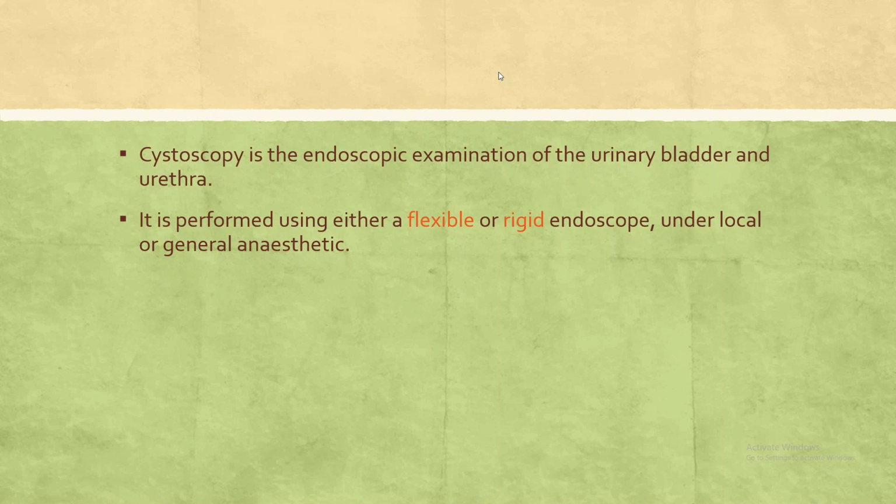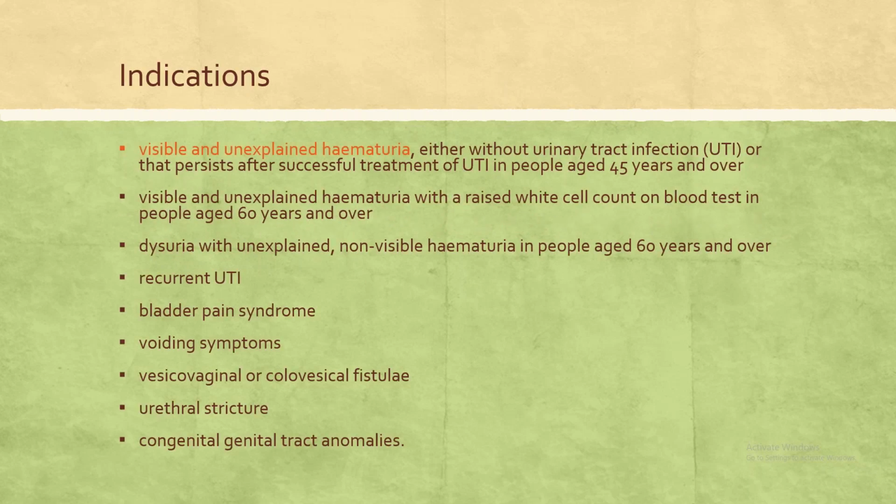So cystoscopy, it is the endoscopy examination of urinary bladder and urethra. It is performed using either a flexible or rigid cystoscope under local or general anesthesia. Indications for cystoscopy are visible and unexplained hematuria, that is frank hematuria, either without UTI or which persist after successful treatment of UTI over 45 years of age.